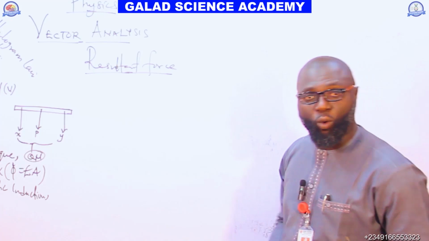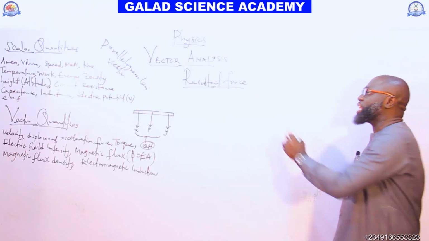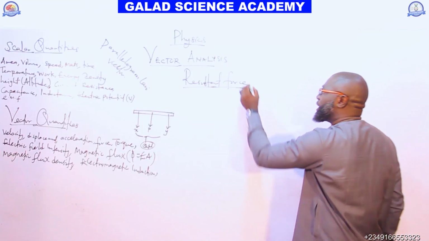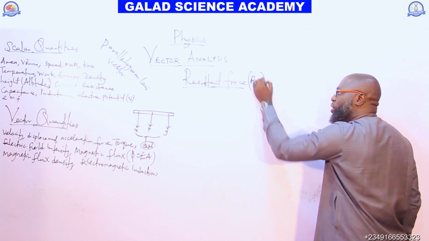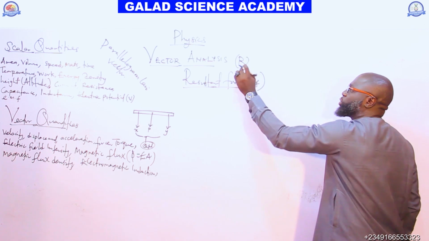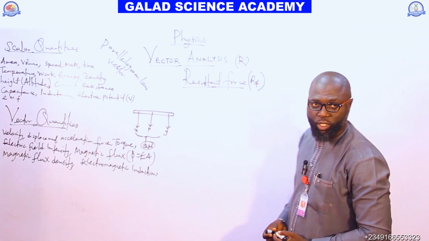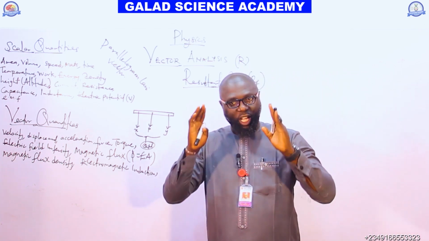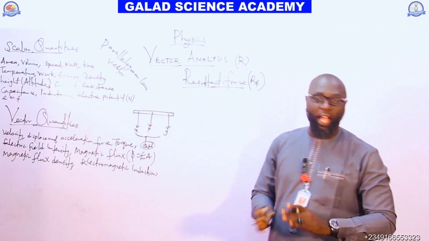And it's also measured in Newton. The resultant force is generally denoted by RF, or we can use ordinary R to represent resultant force. So how are you going to determine resultant force in a vector analysis?